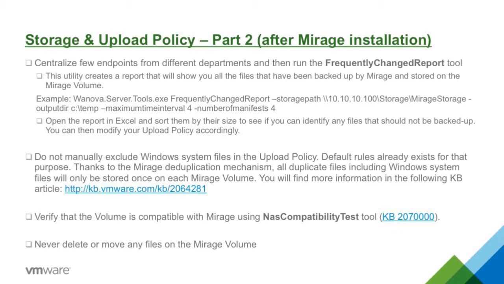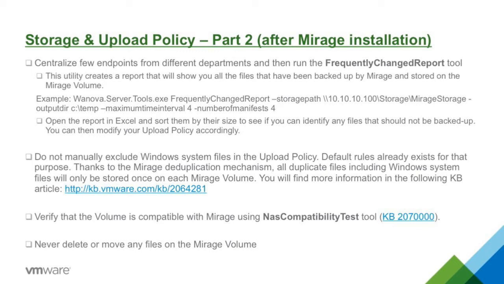So basically, if you see that your storage is running out of space, you should run that report. You will have a CSV file that you can export and open in Excel, and basically sort the file by size and see all the files that you don't need to back up. If you don't need to back them up, just modify the upload policy to exclude them from the backup.